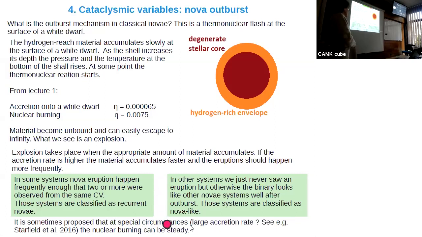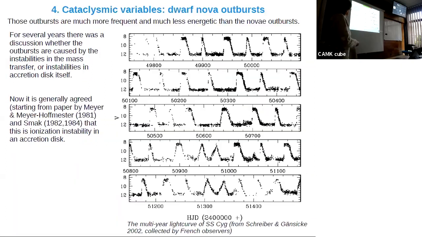Perhaps at some special circumstances, but that's not quite clear, the nuclear burning can be steady. But it's not simple because nuclear burning leads to dissipation of considerable energy. And then if you don't want to have an ejection outburst, then you have to transfer this energy to the core efficiently. You have to cool the zone. So this is really under discussion.